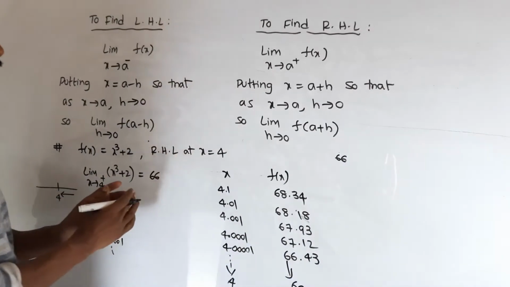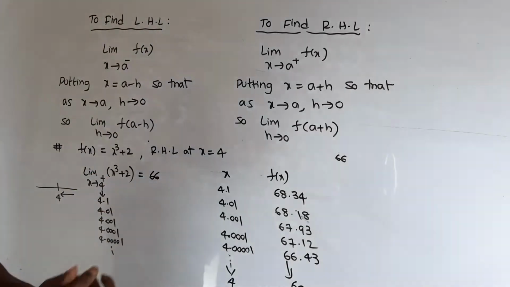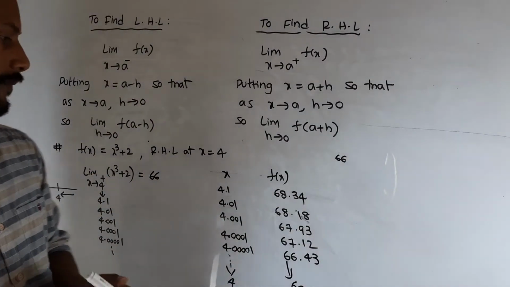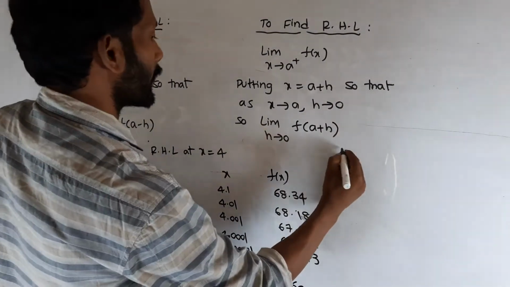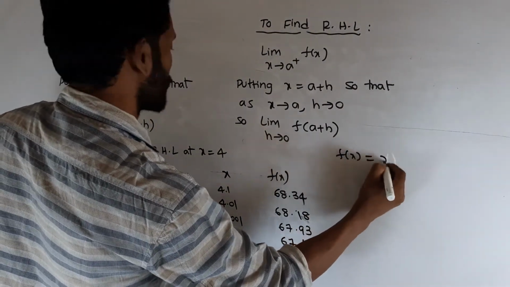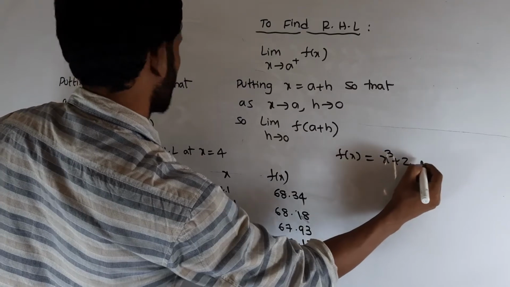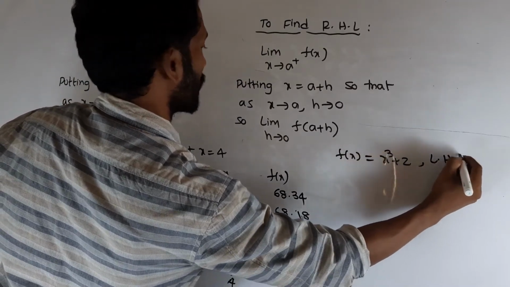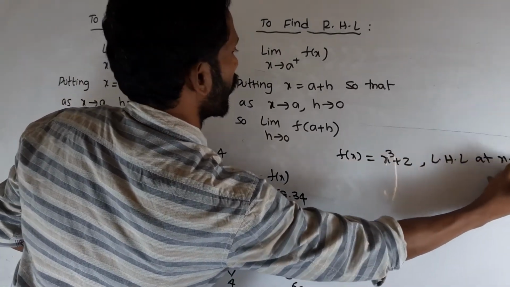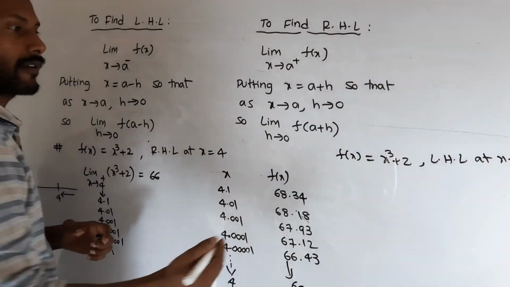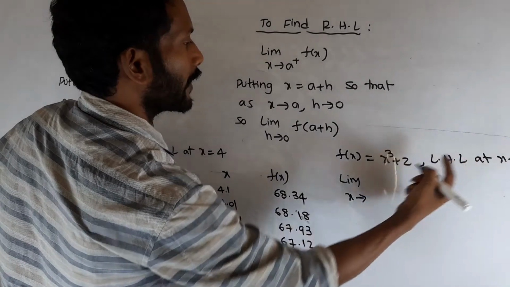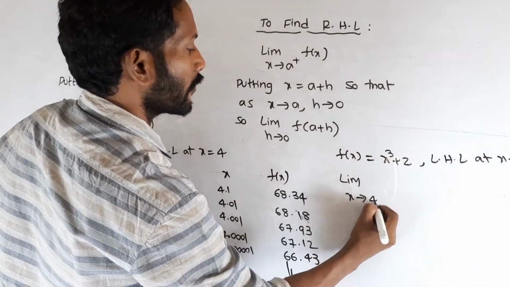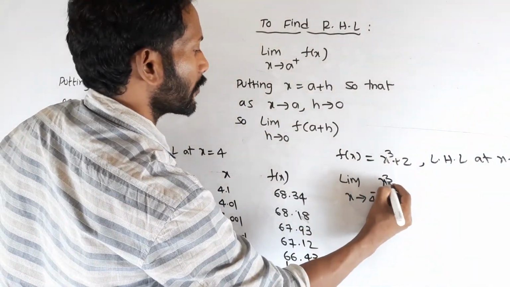This one is closer to 66, not exactly 66. So answer is 66. Same problem, if we find the right hand limit. f of x equal to x cube plus 2, left hand limit at x equal to 4. Left hand limit denoted by limit x tends to 4 minus f of x, x cube plus 2.